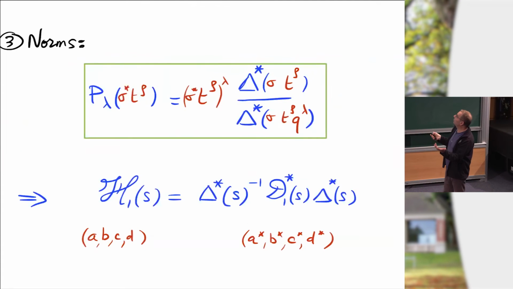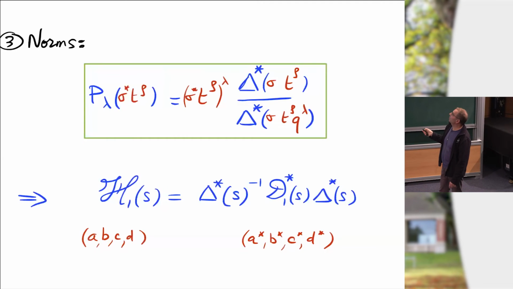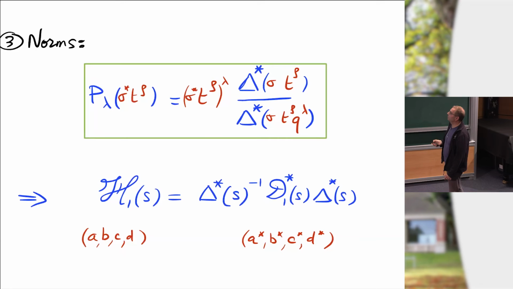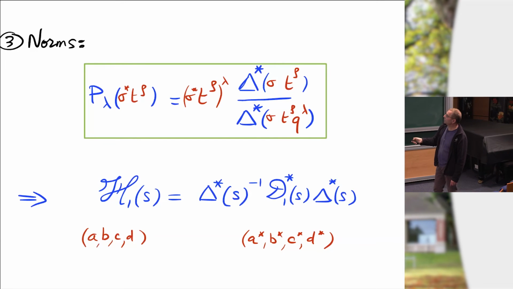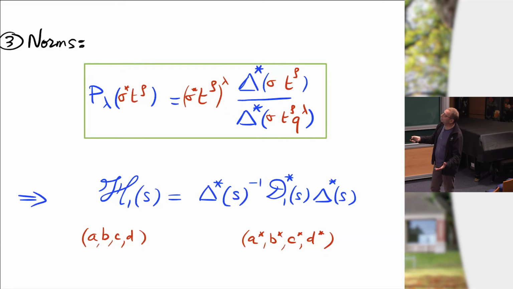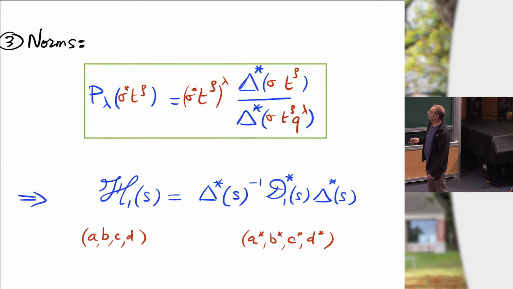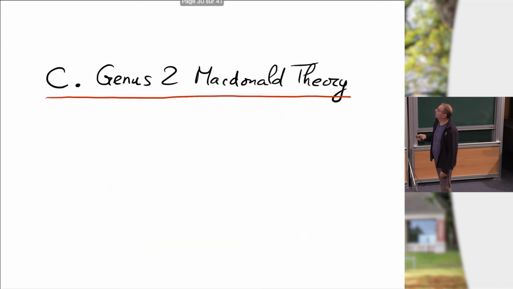Norms of polynomials, same story. So you have a relation directly between the norms of polynomials and the ratios of these infinite products, and you have an explicit expression for the Pieri rules in terms of the Macdonald operators and this infinite product.